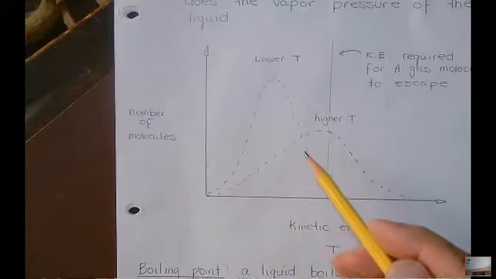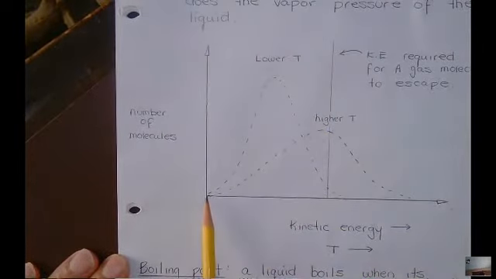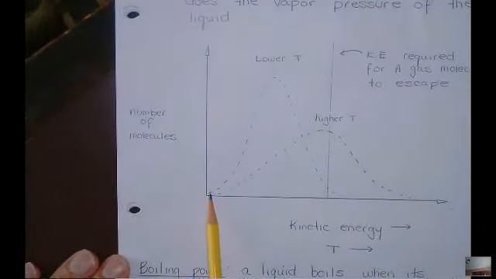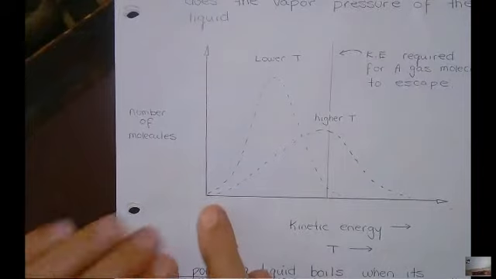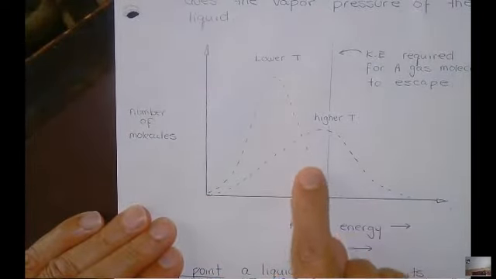So let's start by talking about the lower temperature one. Okay? So the way you can look at this is that all of the molecules in the sample, their total energy is represented by the area under this low temperature curve, right?